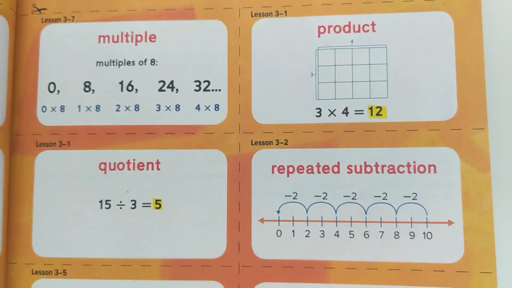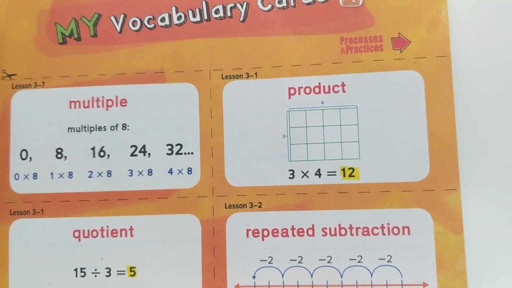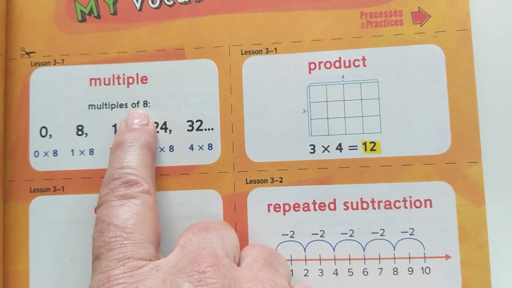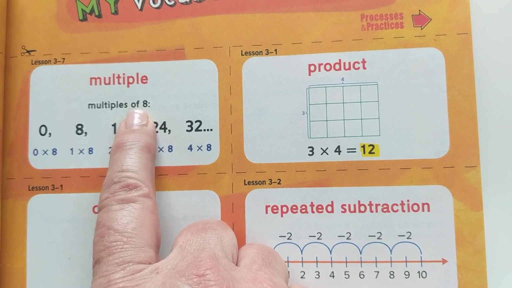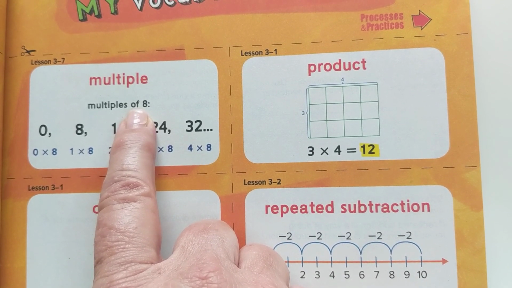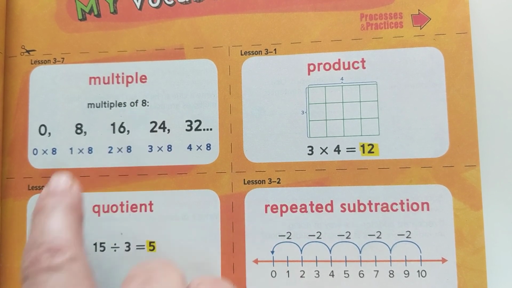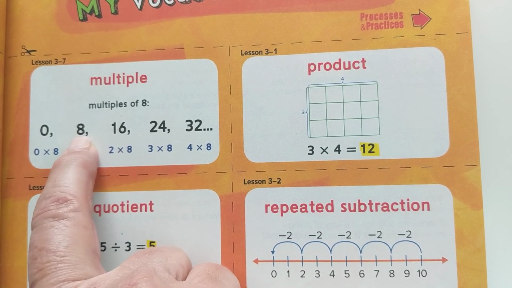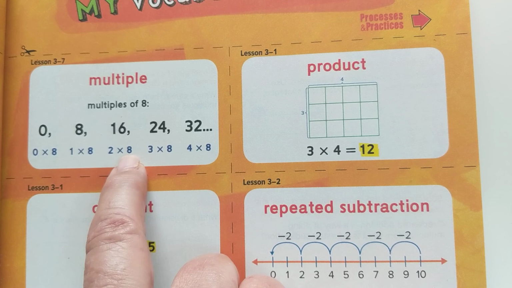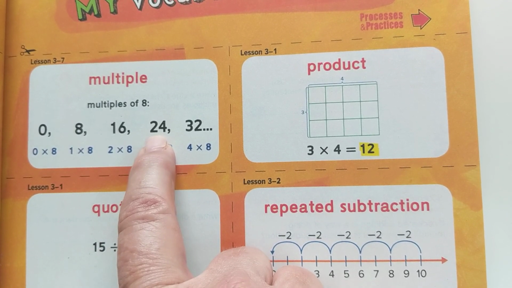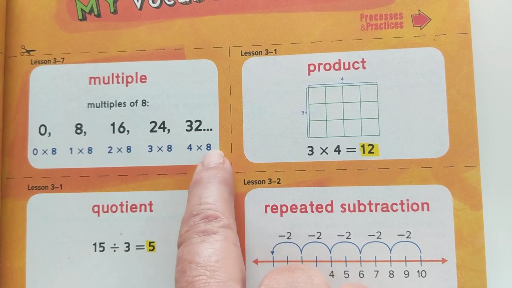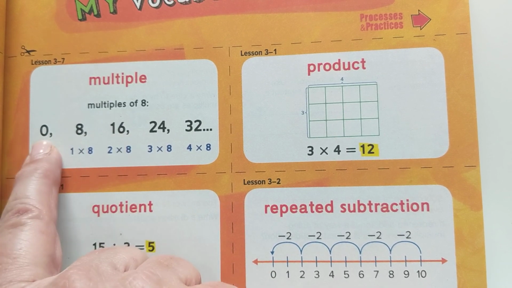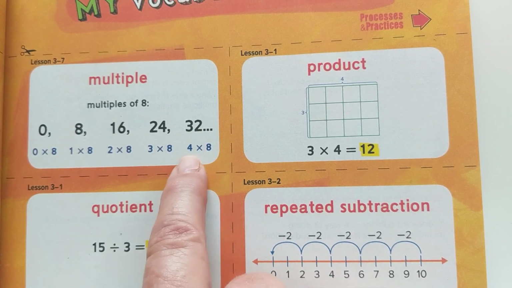A couple more vocabulary words. A multiple is numbers that 8 can make. Now we need to remember this. A factor is numbers that can make 8. A multiple is numbers that 8 can make. 8 times 0 is 0. 8 times 1 is 8. 2 times 8 is 16. 3 times 8 is 24. 4 times 8 is 32. 8 can make all of these numbers, so these are multiples of 8. That means 8 can make them, multiplying with another number.